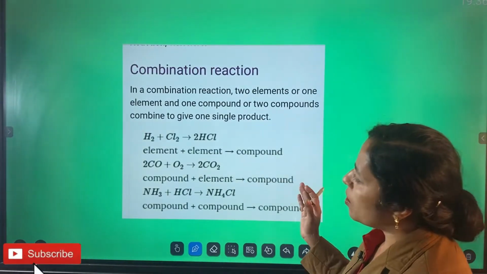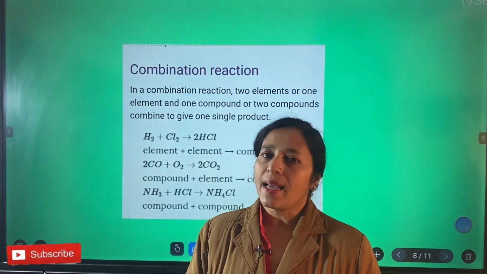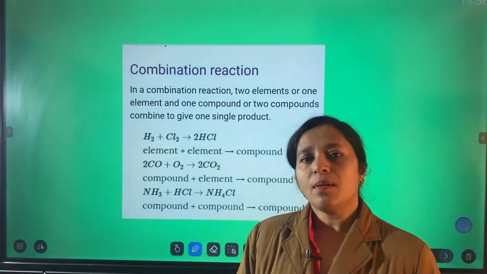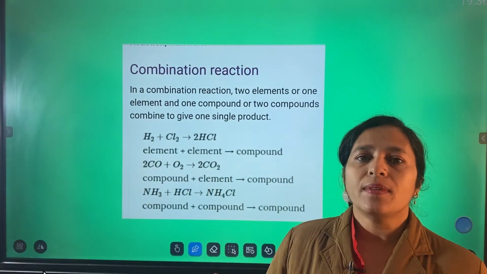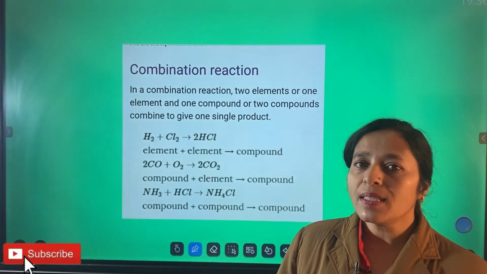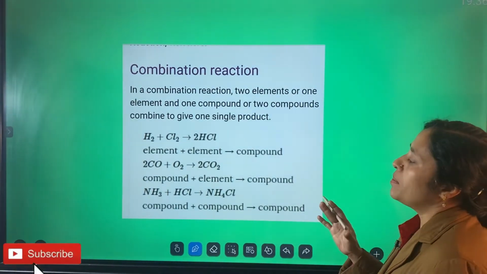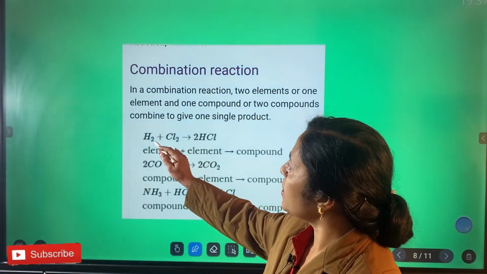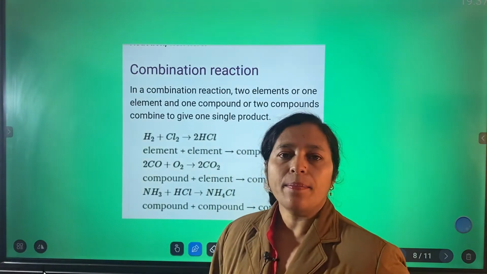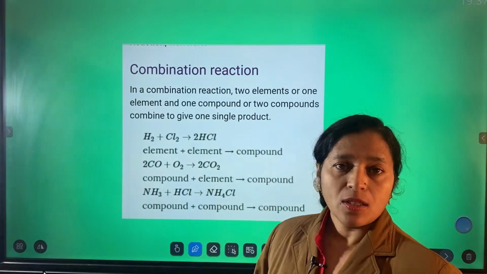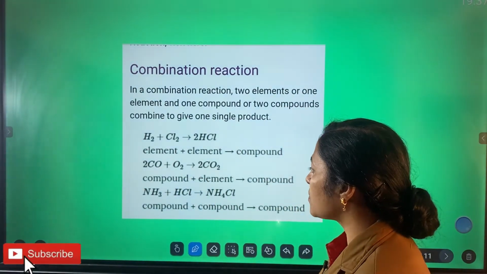So number one is combination reaction. As I have told you before, combination means whenever two or more substances combine together, then it is a combination reaction. Here you can see that H2 and Cl2 are combining to give you HCl. So it is a combination reaction.